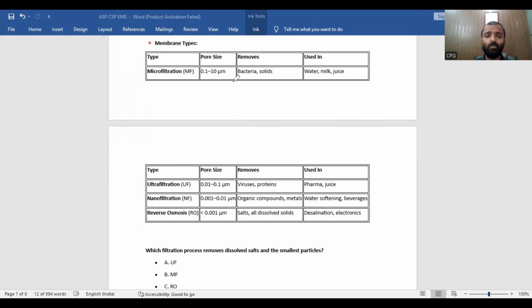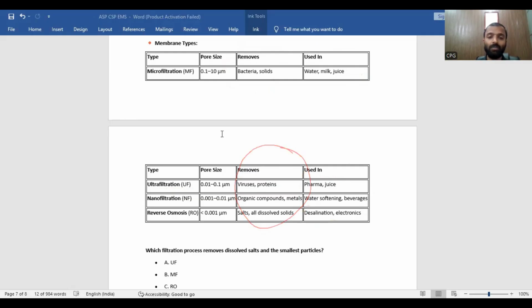Microfiltration is 0.1 to 10 micrometers, used for milk, and removes bacteria and solids. What is important is where it is applied and what it removes. Ultrafiltration removes viruses and proteins, used by pharma industries. Nanofiltration removes organic compounds, etc. What it is filtering and what it is removing is important, and that is what is asked.